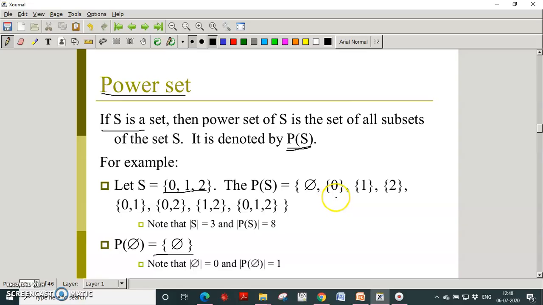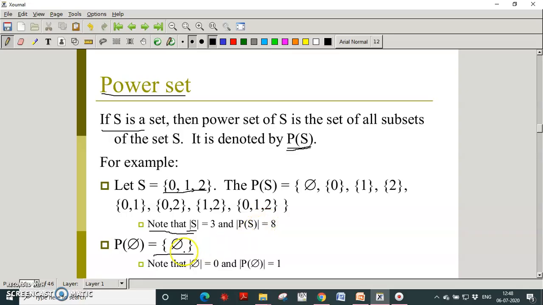Look here: the empty set, {0}, {1}, {2}, {0,1}, {0,2}, {1,2} and {0,1,2}. The modulus, two vertical lines, means the cardinality, the number of elements. So the cardinality of the set S is 3, and the cardinality of the power set is 8.